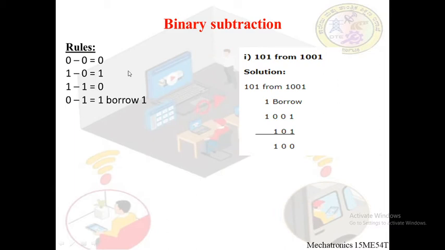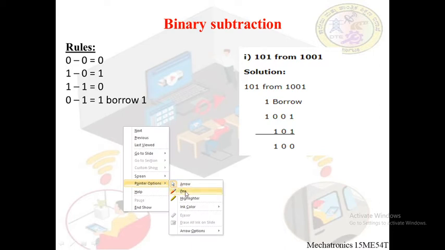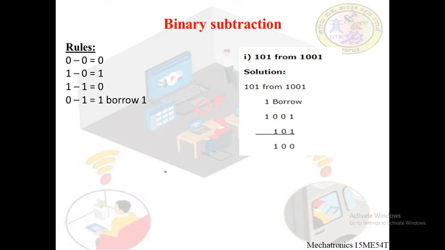Next is binary subtraction. Binary subtraction is also different from the normal arithmetic subtraction. Here also we have a set of rules which has to be followed. It can be remembered as the thumb rules in binary subtraction. Once remembered well, we cannot go wrong at any place. So here this is called as the subtrahend and this is the minuend.